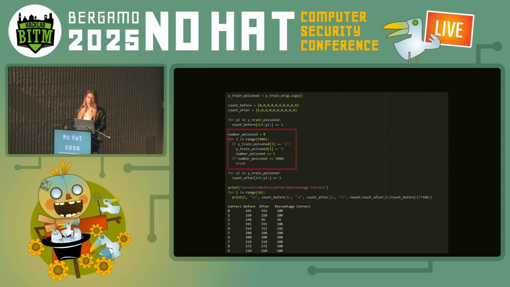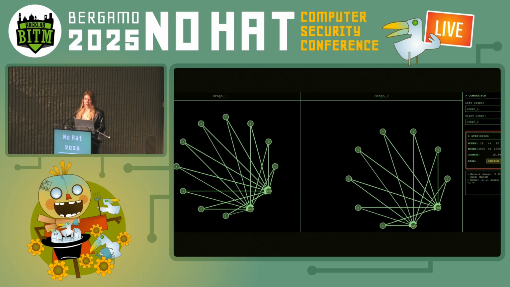And here we poison in Colab again, poisoning all 2s into 4s. And now all the 2s have been removed effectively, and our risk jumps to a medium. And the node difference is much more significant.